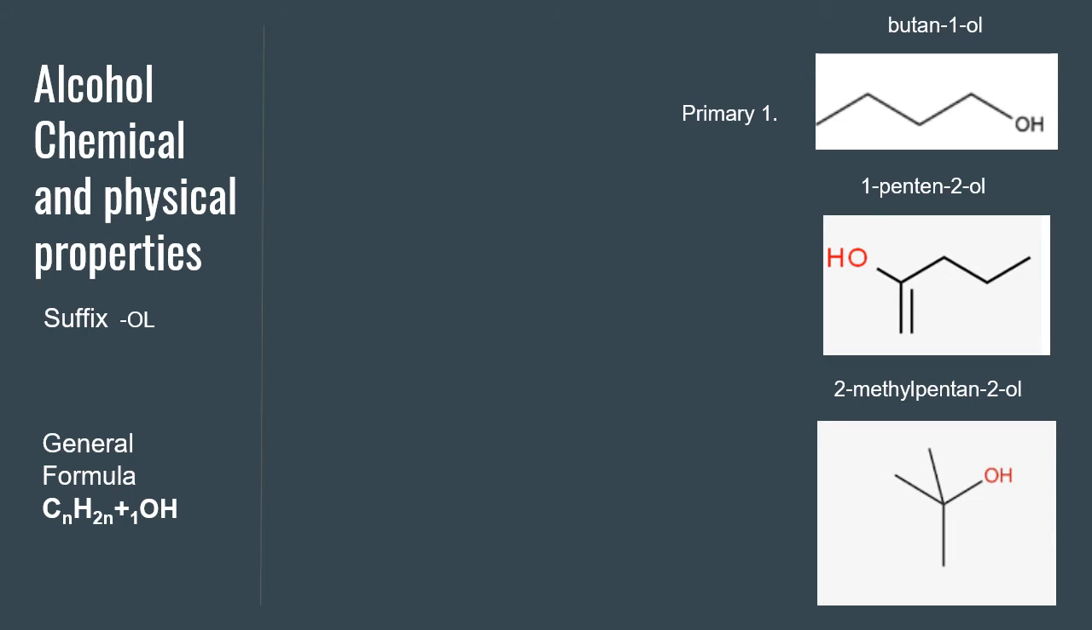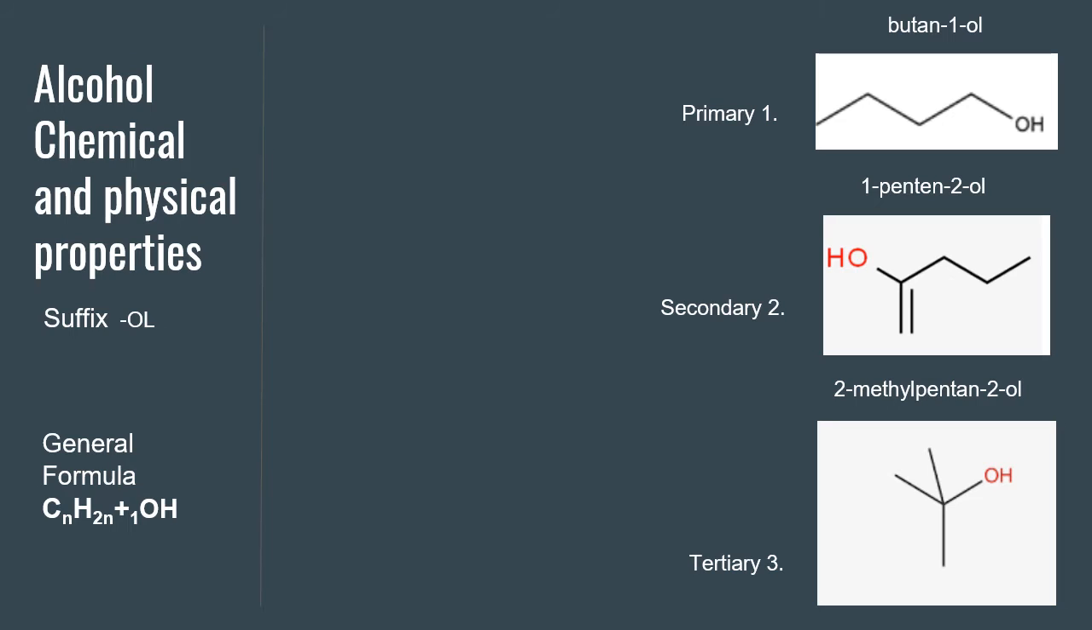The reason why I chose these 3 specific molecules is that alcohols fall into different classes depending on where the OH is situated on the carbon chain. The classes are called primary, secondary, and tertiary alcohols. In primary alcohols, the carbon attached to the alcohol group will only be attached to one other alkyl group.